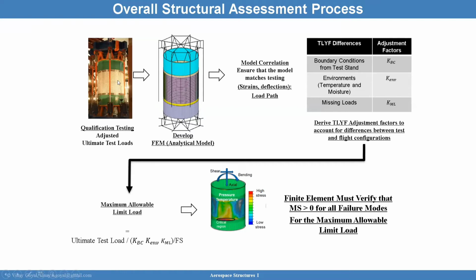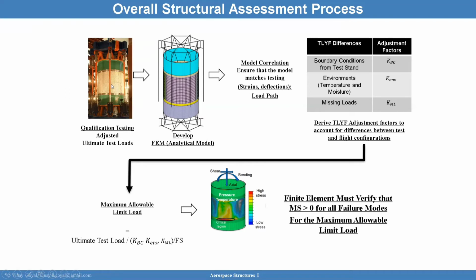And then, after you get that right, you may want to make sure that we account for the right test-like-you-fly differences. So you're going to have boundary conditions from the test stand that are not present in flight. You're going to have environments that may not be present in the test compared to flight. As an example, if you have a composite structure that's tested at ambient conditions, but in the flight configuration, the composite is going to see, say, 300 degrees F.